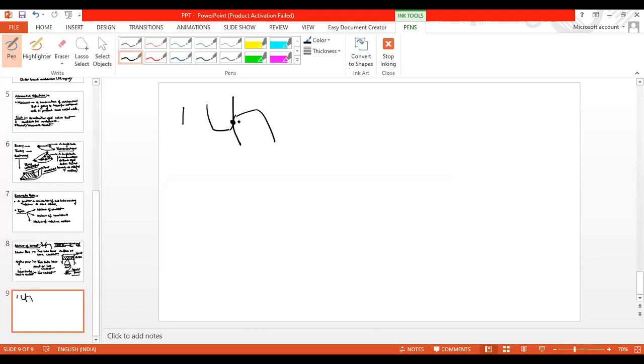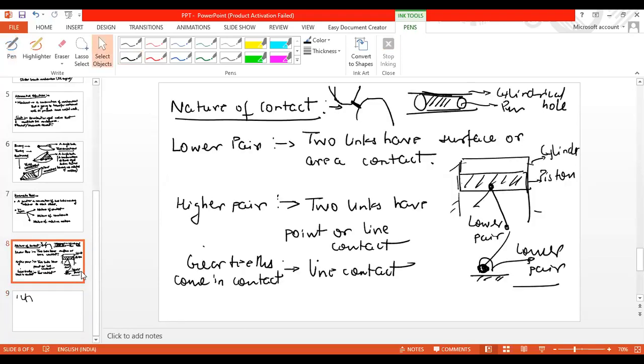This is maybe a bit complex for you to understand right now. I will discuss the involute part later, but for now just keep in mind that gear teeth don't have any surface contact. They always mesh along a line or a point. So just remember this, there is no surface contact between two gear teeth.